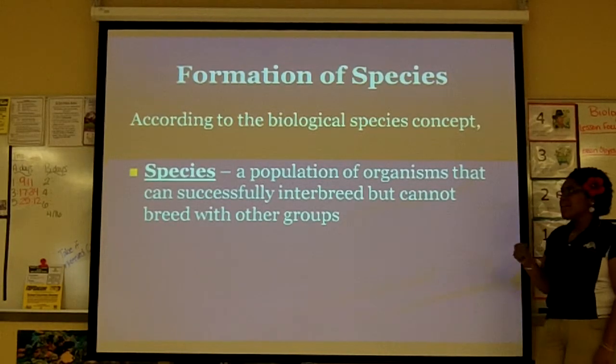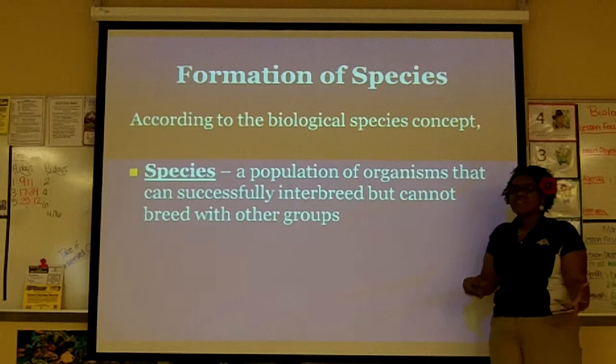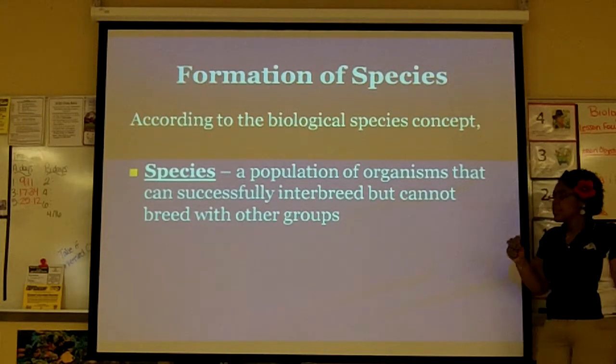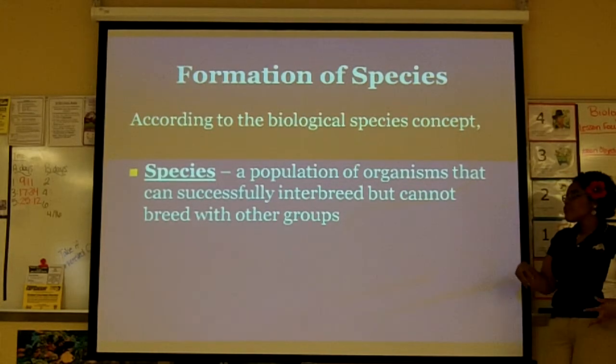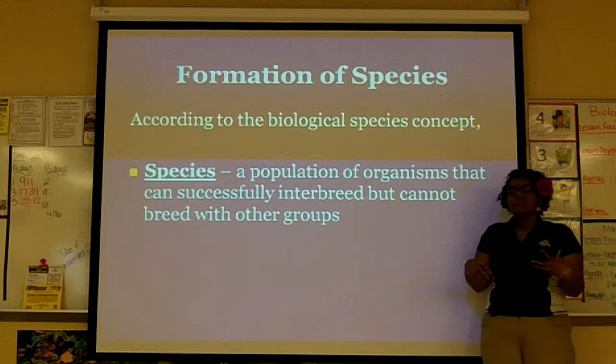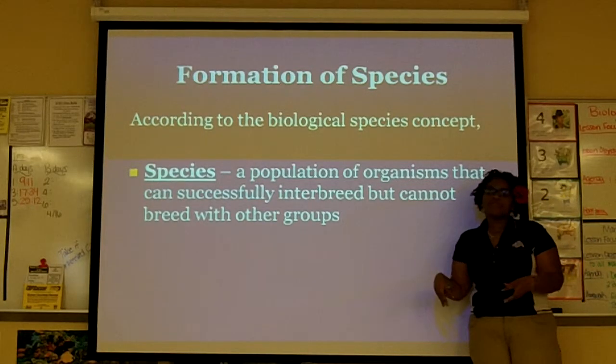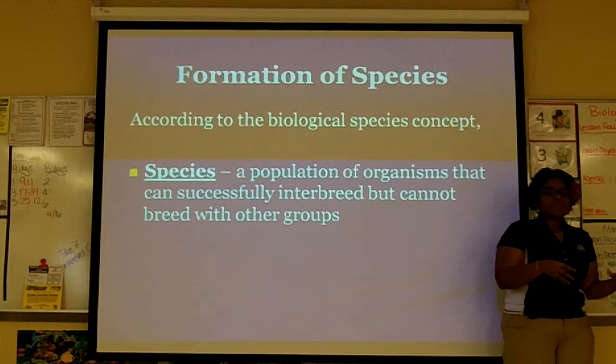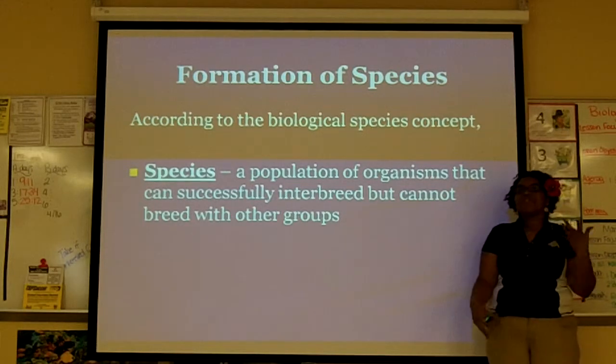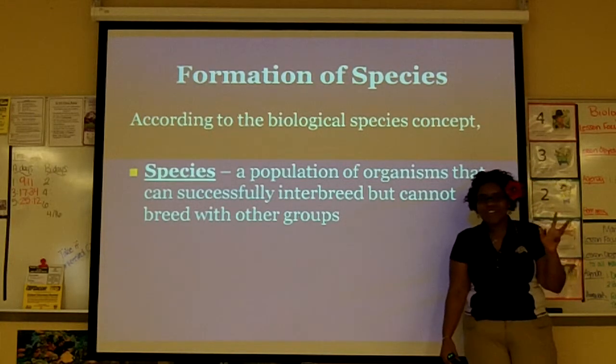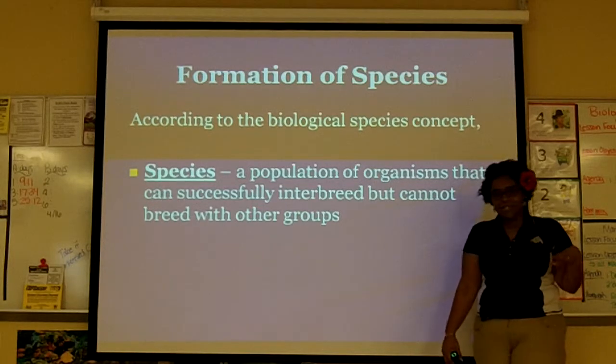So according to the biological species concept, what is a species? It's a population of organisms that can successfully interbreed but cannot breed with other groups. So humans can breed with humans. Dogs can breed with dogs. Cats with cats. Contrary to anything that you have heard on the internet or from a friend, that's the way it typically goes.